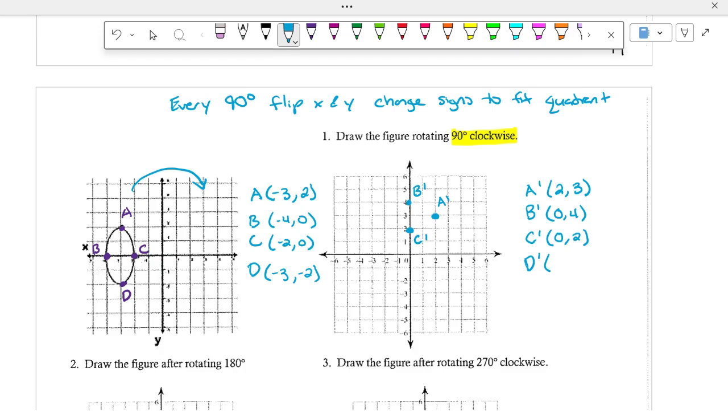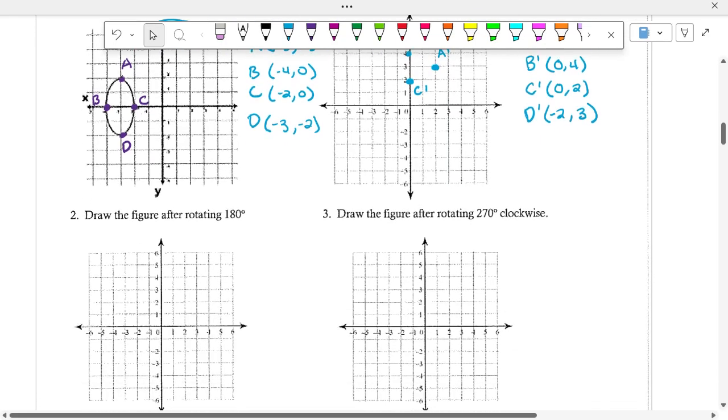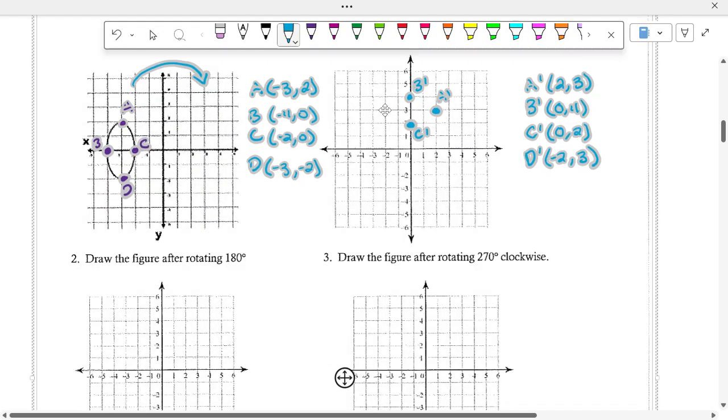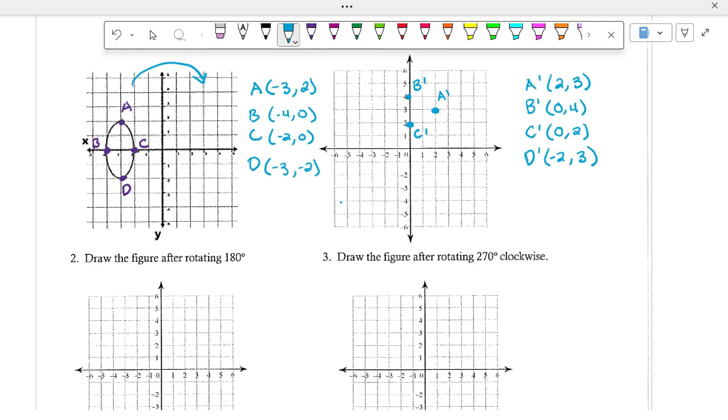So we know it's going to be some version of 2, 3. But what would the signs look like if it's going in quadrant 2? -2, +3. Now, so -2, +3. Yes. That's D prime. All right, so our circle will look something like this.